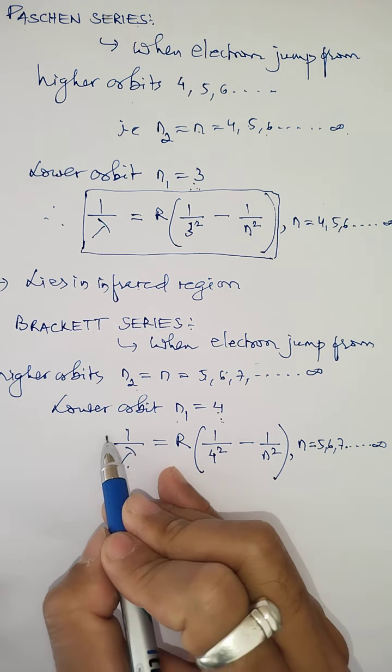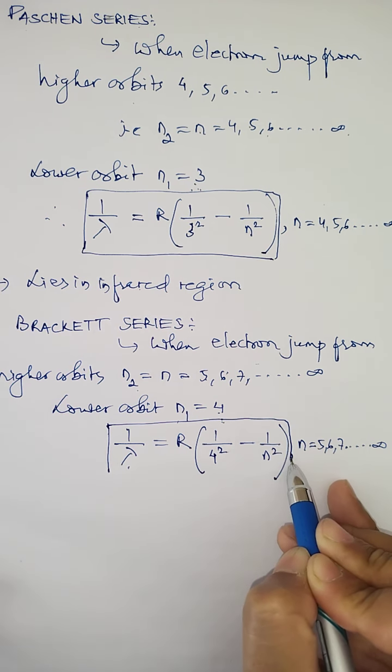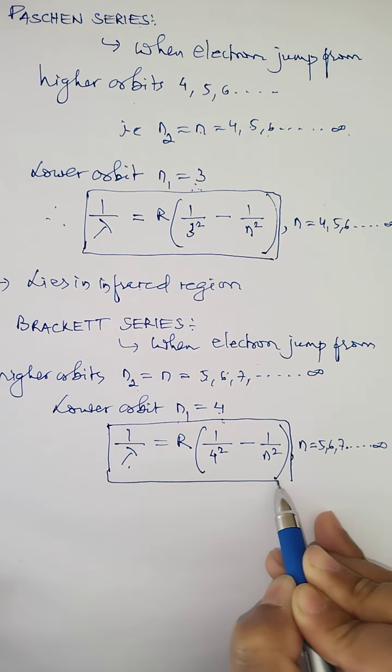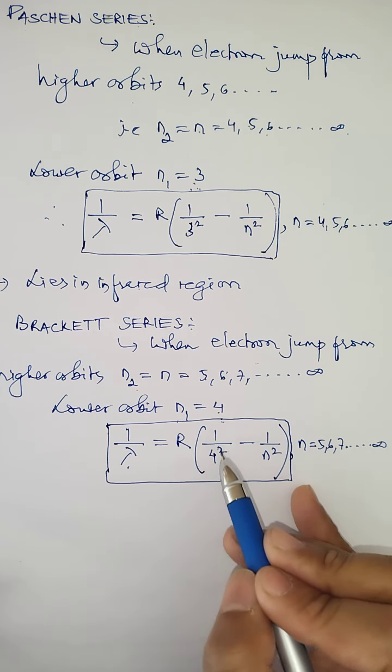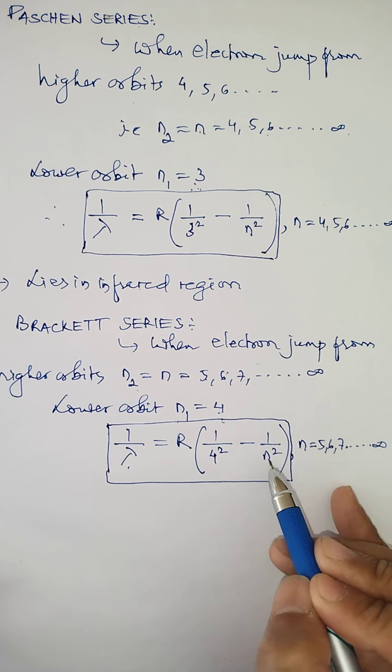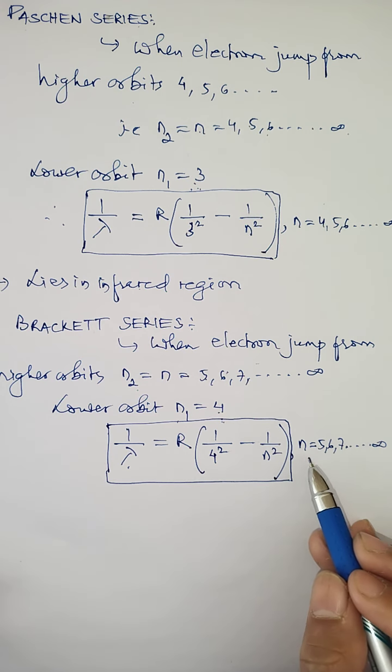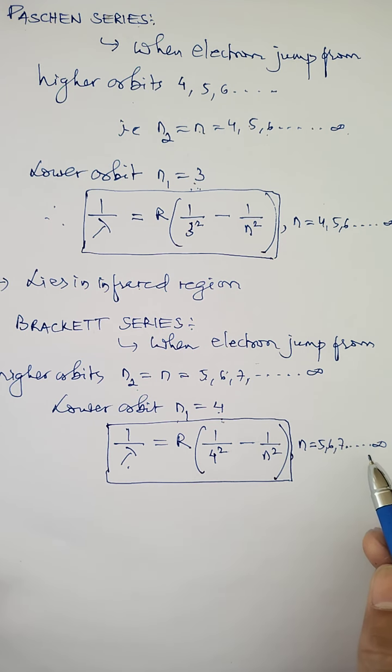So you can see the relation, children, which measures the wavelength of emitted radiation in the Brackett series: 1 by lambda equals R bracket 1 by 4 square minus 1 by n square, where n starts from 5, 6, 7 up to an infinite series. Now, as per the observation made by Brackett, this series of spectrum was obtained in one of the regions called the infrared region.